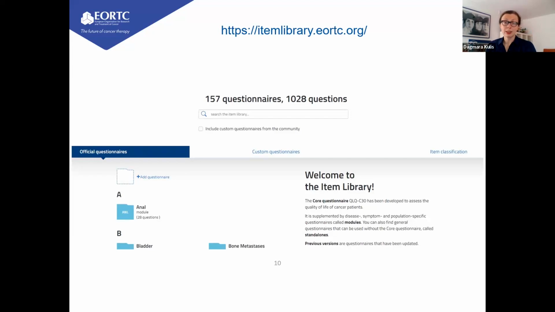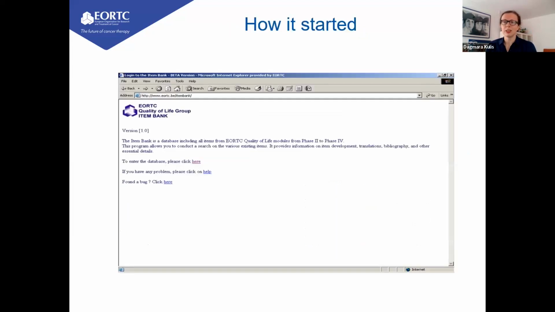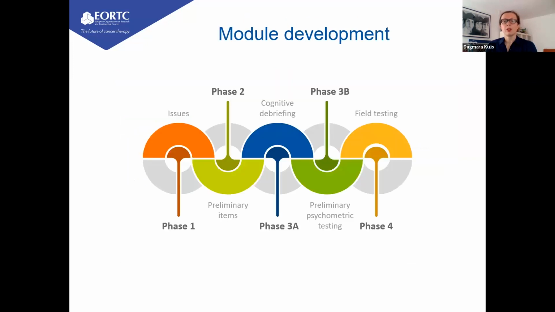So this item library is the current version, but it started already in the 1990s as this very retro-looking website that served basically just the purpose of being able to consult what sort of questions are there already. But how do we develop a questionnaire that can be considered a good PROM?